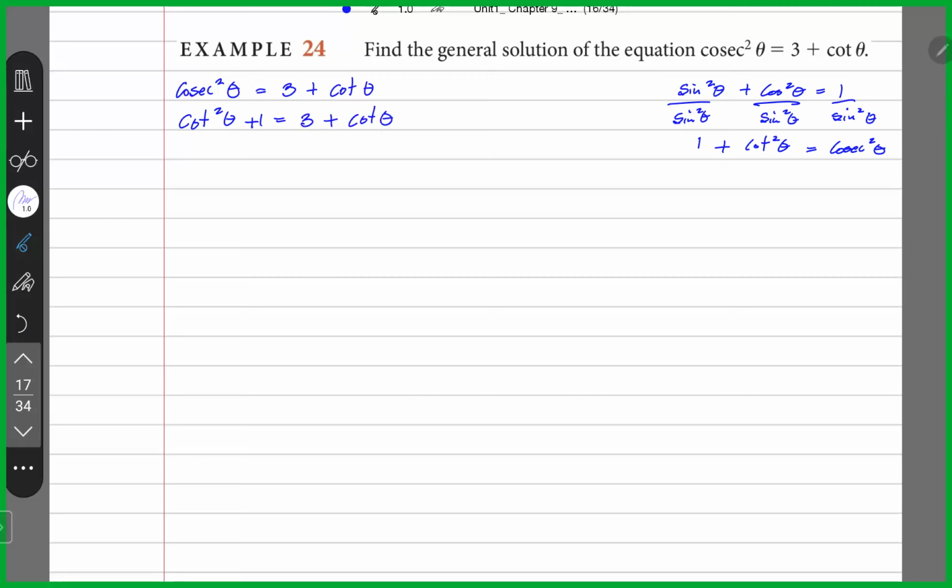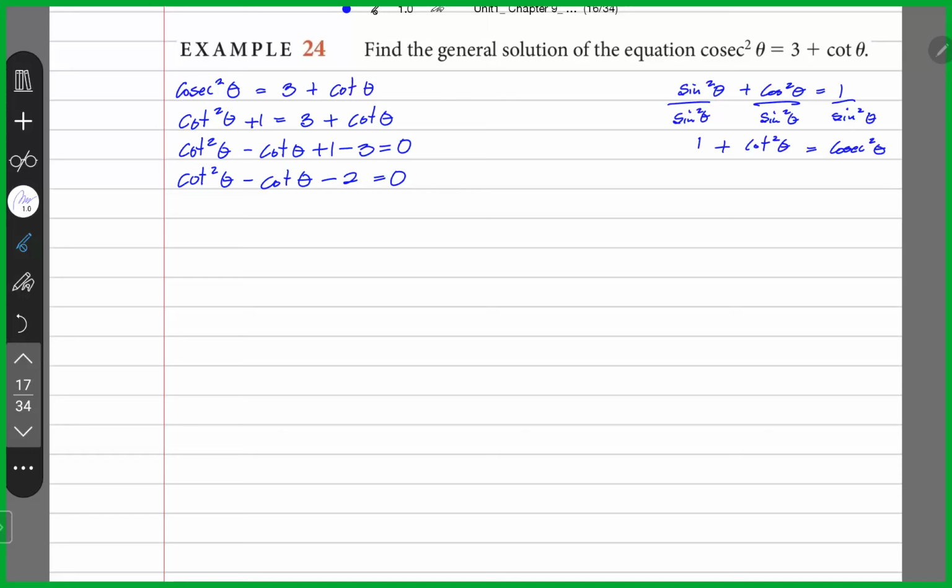So now I have a quadratic equation with one unknown, the unknown being cot theta. So now this is cot squared theta minus cot theta plus 1 minus 3 is equal to 0. Simplifying, I get cot squared theta minus cot theta minus 2 is equal to 0.